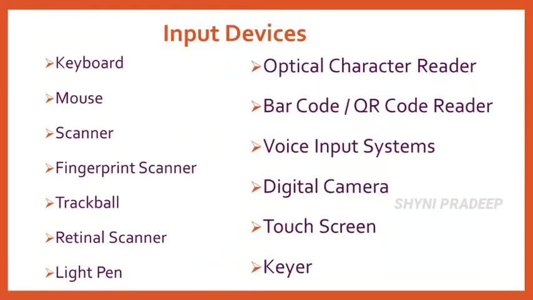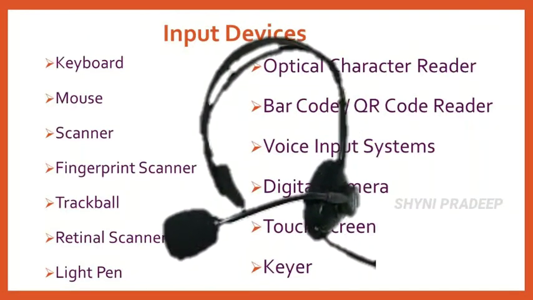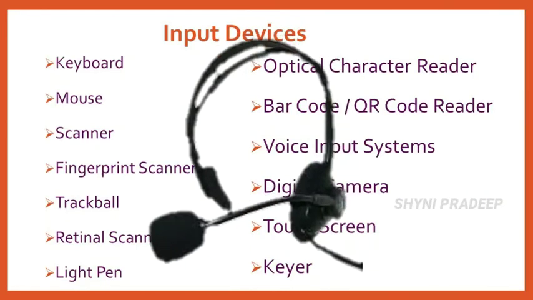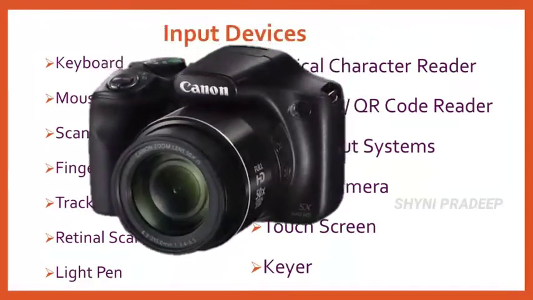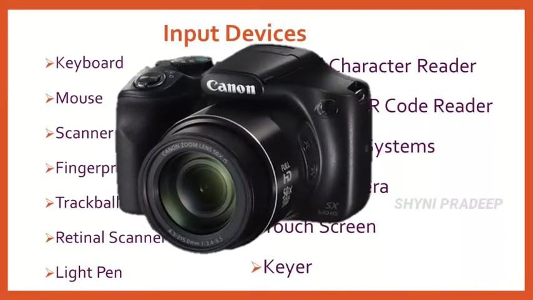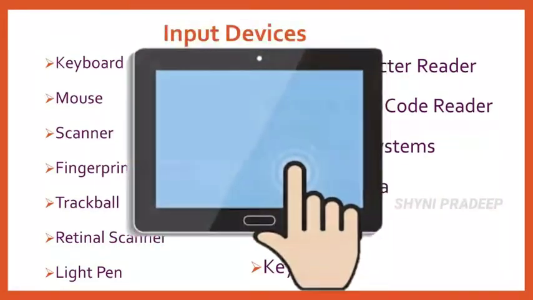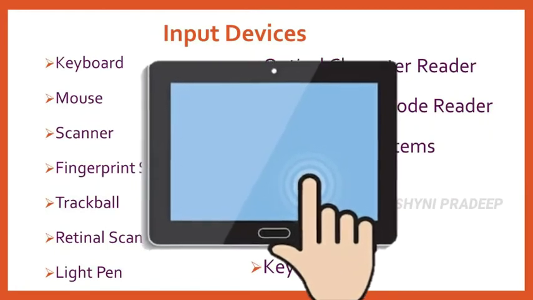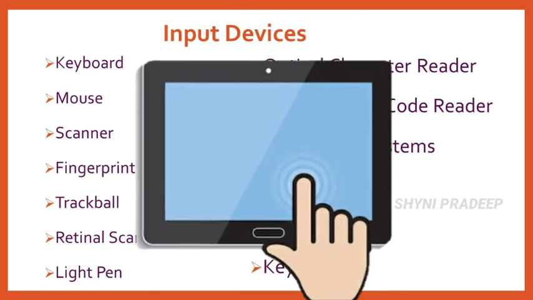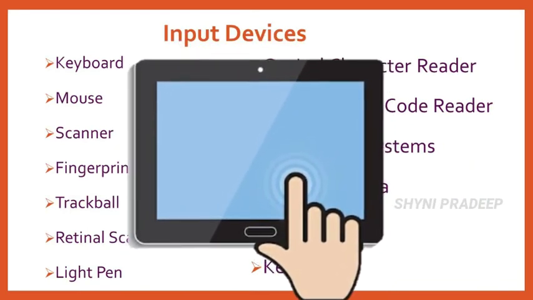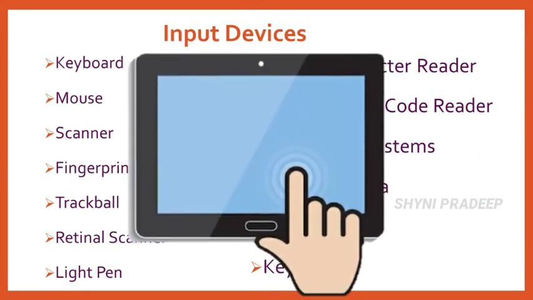Okay. Next input device is voice input system. Microphone is used as voice input device. It captures the voice data and sends it to the computer. And next, digital camera. It captures images or videos directly in the digital form. And next, touch screen. It is a display device that allows user to interact with a computer by using finger. Touch screens are used in a variety of devices such as computers, laptops, monitors, smartphones, tablets and cash registers.